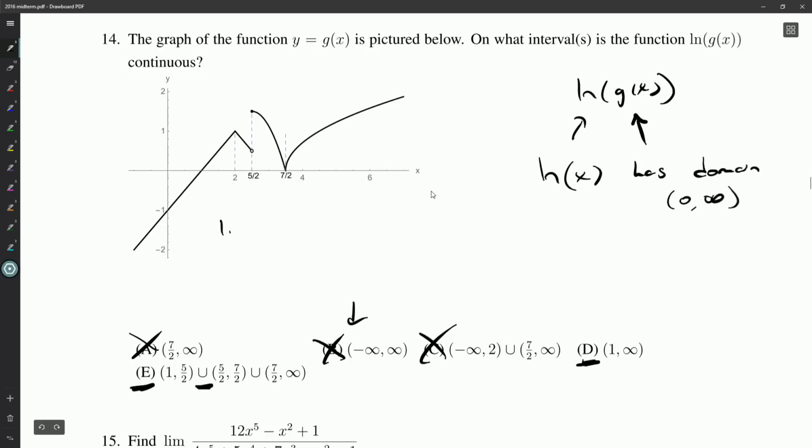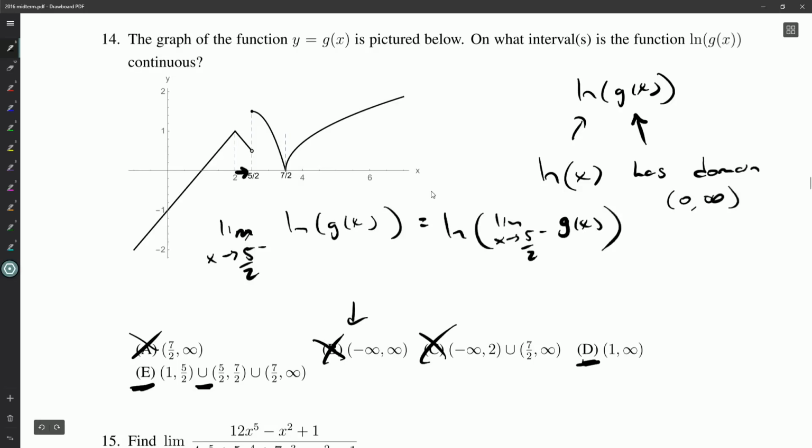So we could say the limit as x approaches 5 over 2 from below of ln g of x. Does this make sense? Well, if we're approaching 5 over 2 from below in our g function, remember ln is continuous, and limits are allowed to sort of switch around with continuous functions. We're really asking, all right, what does g look like it's doing as we approach 5 over 2 from below? And it looks like it's heading down to about a half. So we're looking at ln of a half.